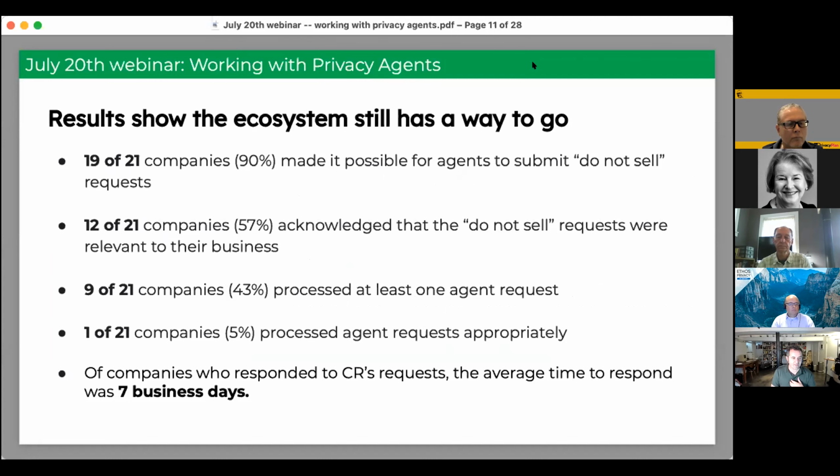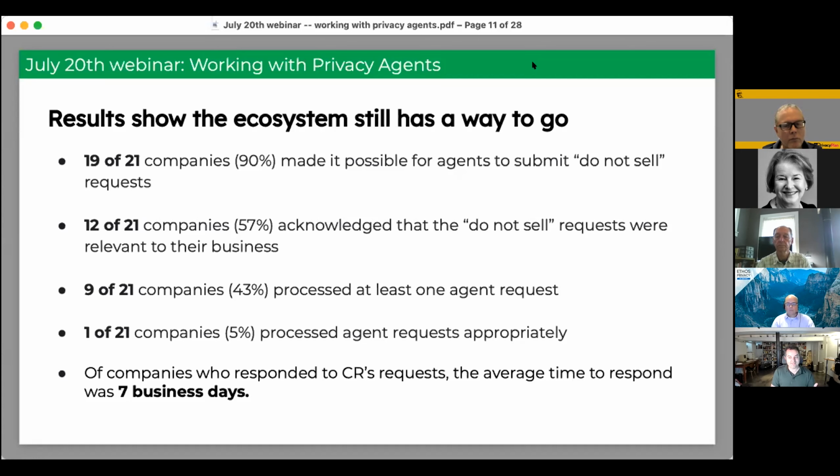Nine of the 21 companies processed at least one agent request. And we think, according to our definition of what would be appropriate, only one company of the 21 processed the agent requests appropriately. And by appropriately, we mean simple things like inform us that the request was successful.